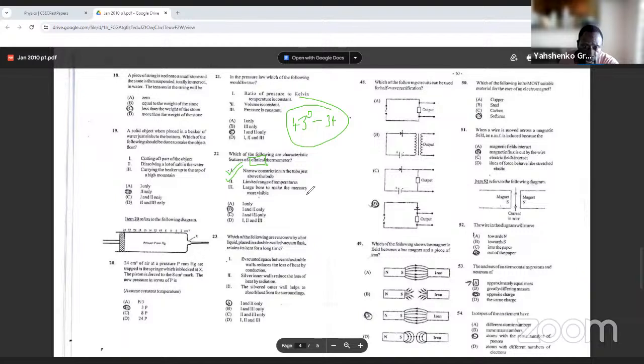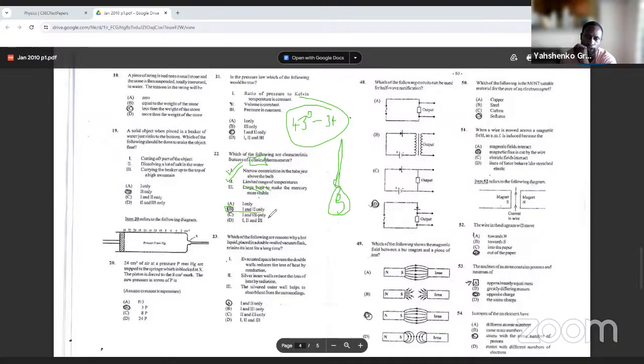Large bore to make the mercury more visible. Large bore. What are they calling the large bore? If they're calling the reservoir right here, no, the reservoir will be large, but the bore has to do with when it comes out through here. So the bore cannot be large, because if the bore is large, what about the narrow constricted bulb? So it's going to be 1 and 2 only, which is B.